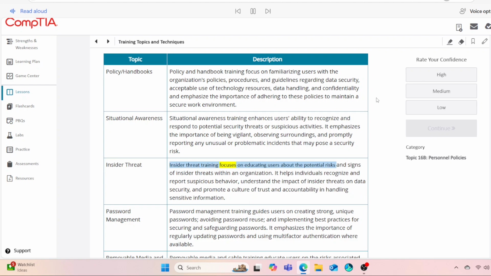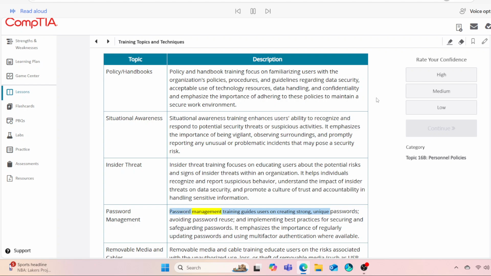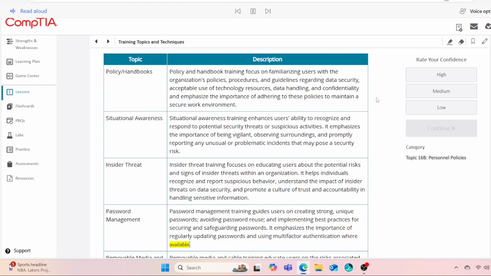Insider threat. Insider threat training focuses on educating users about the potential risks and signs of insider threats within an organization. It helps individuals recognize and report suspicious behavior, understand the impact of insider threats on data security, and promote a culture of trust and accountability in handling sensitive information. Password management. Password management training guides users on creating strong, unique passwords, avoiding password reuse, and implementing best practices for securing and safeguarding passwords. It emphasizes the importance of regularly updating passwords and using multi-factor authentication where available.